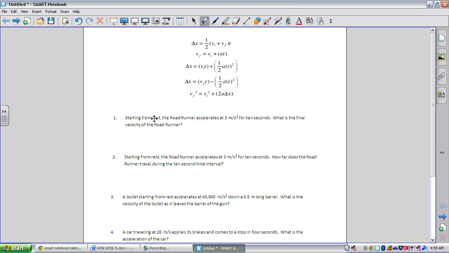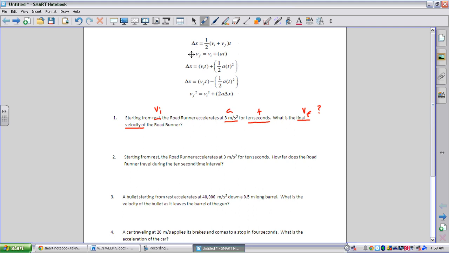you can see that it says that you're starting from rest. So we're going to identify rest as our initial velocity. And then we know that the acceleration is 3 meters per second squared. That takes place for 10 seconds. So we've already identified our initial velocity, our acceleration, our time, and we're trying to find our final velocity right here. So final velocity, if that's what you're looking for, there's two choices for that.